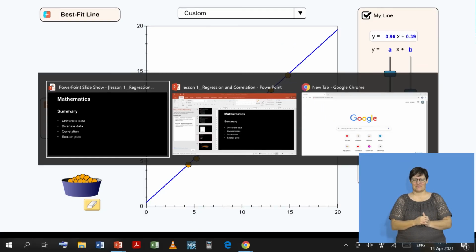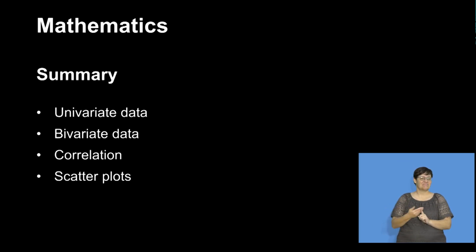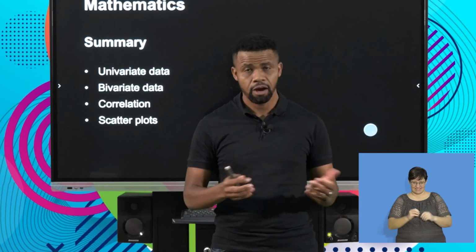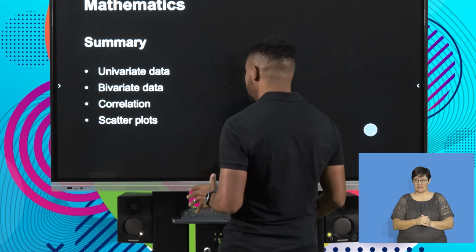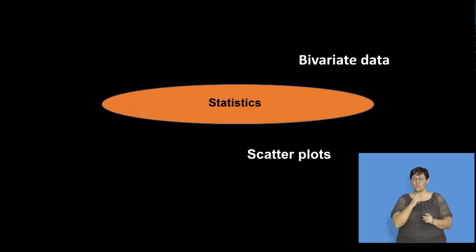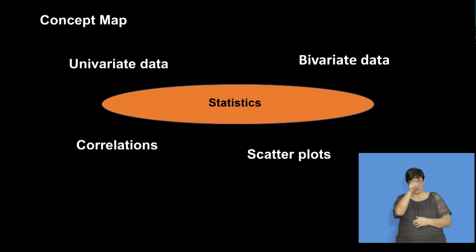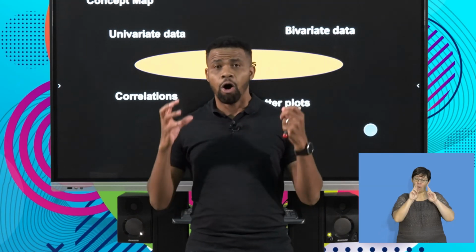Okay, so now what we have looked at, we've looked at univariate data, we looked at bivariate data, we looked at correlation, and we looked at the scatter plot. I hope this makes sense and you really understand. Then from there we looked at our statistics, and this is the concept we looked at today.